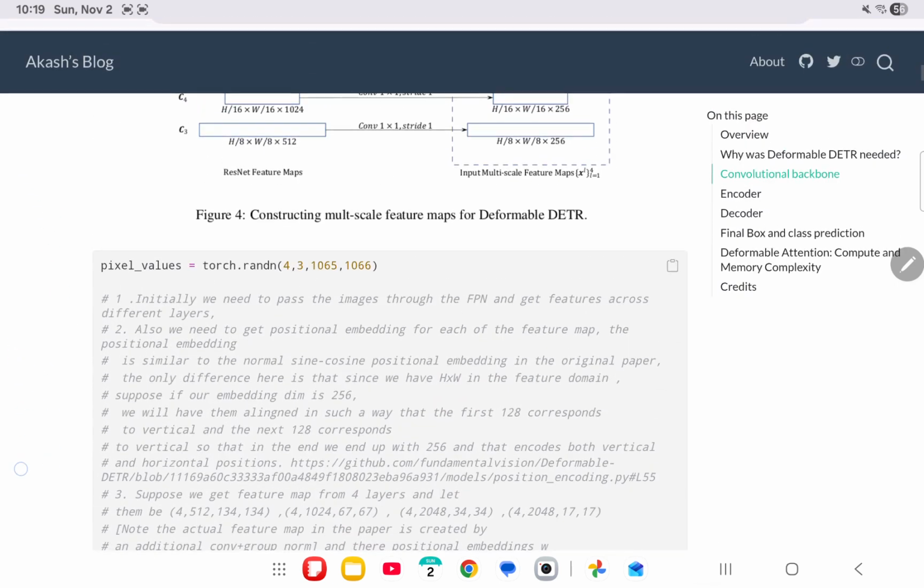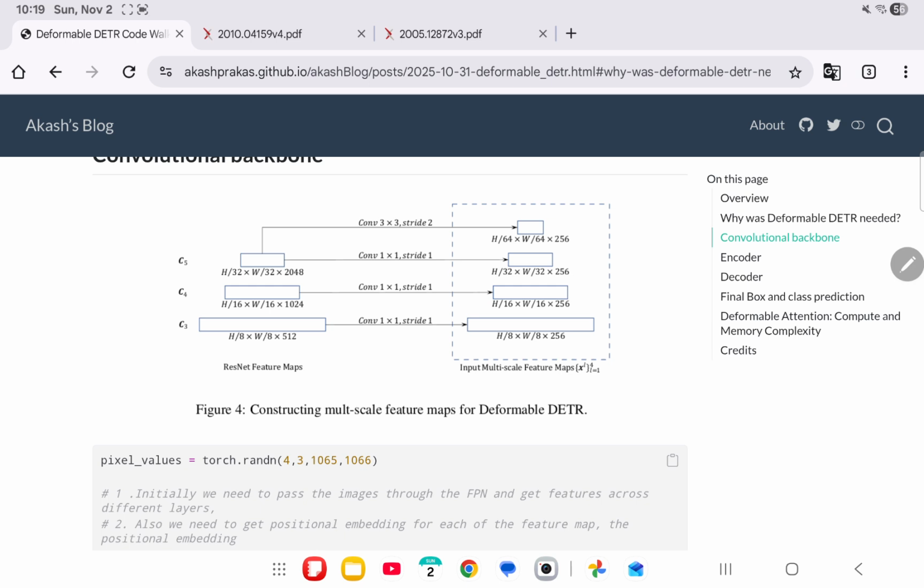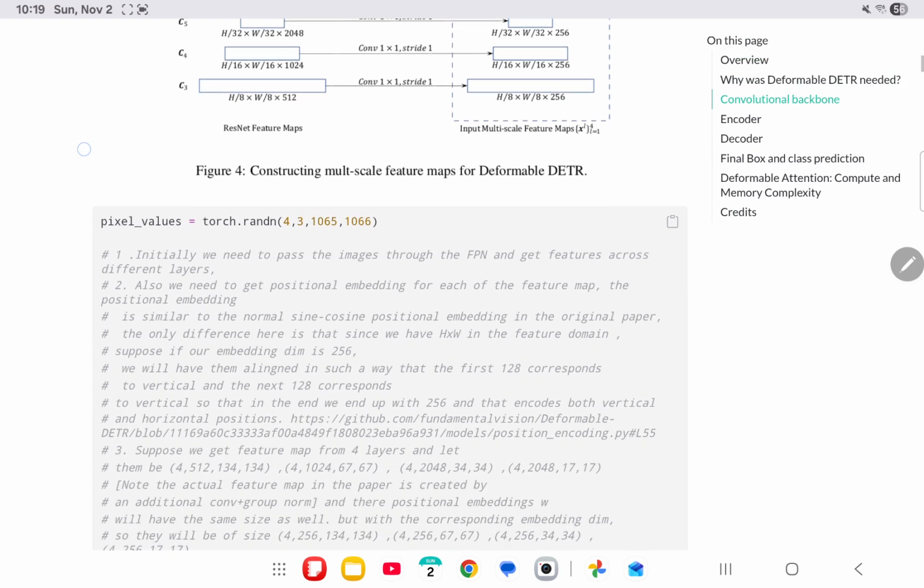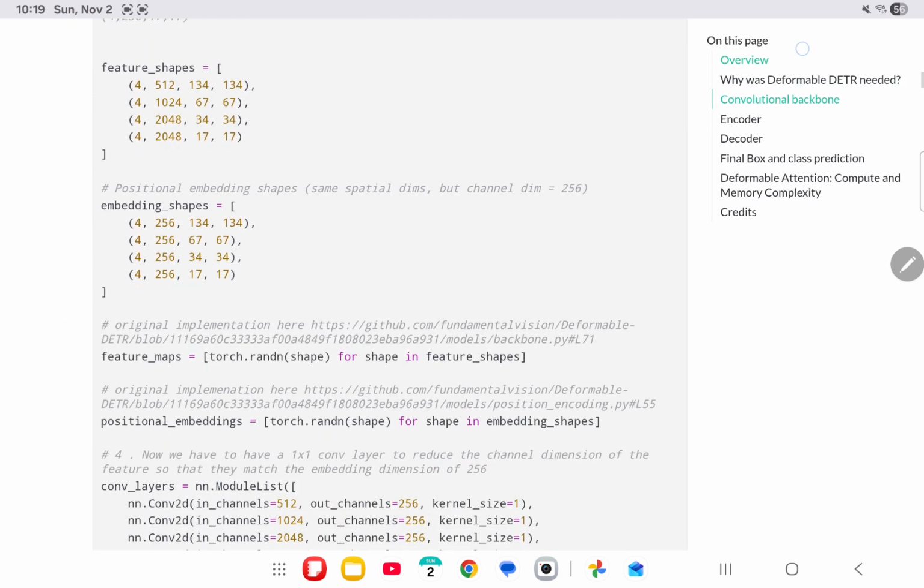Initially, in the paper they used the last three layers from a ResNet, and then they have a convolution on the last layer, producing a further downsampled feature map. I didn't use a conv layer, so I just produce random shapes of this dimension and the corresponding positional embedding of these dimensions. The implementation of the positional embedding can be found here.